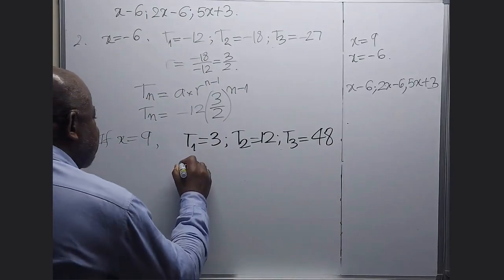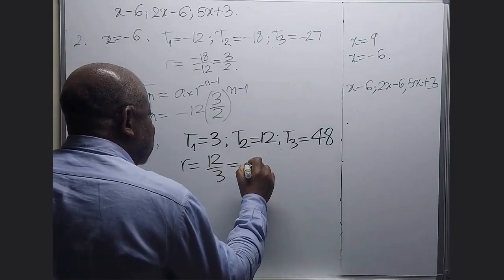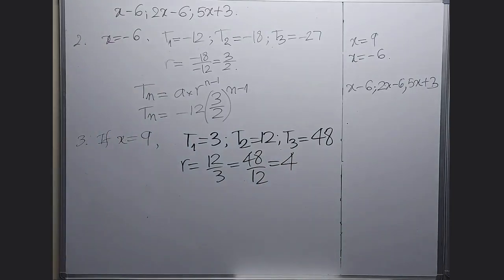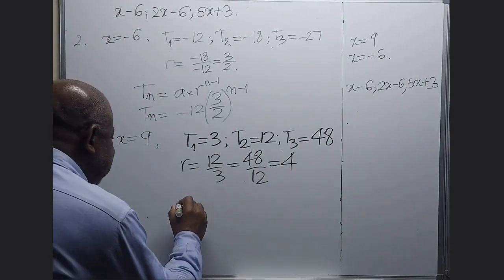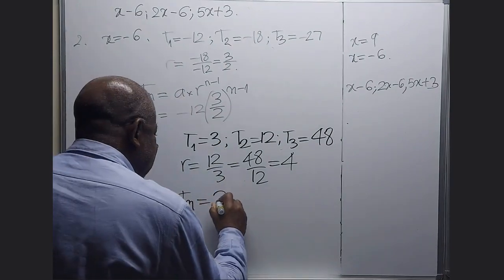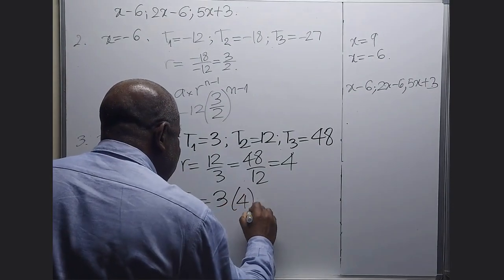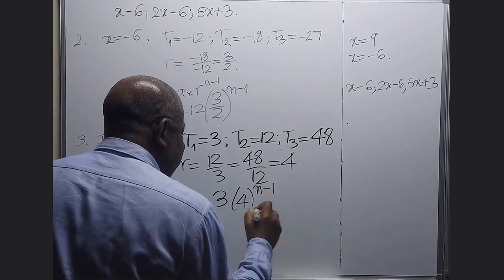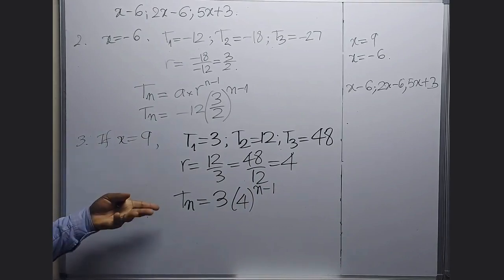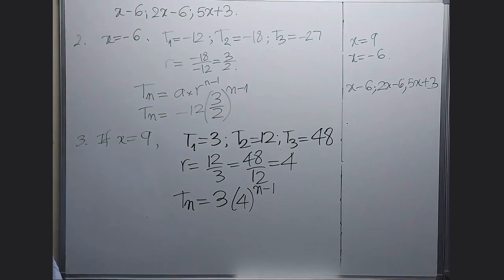Now, let's get our common ratio. R will be equal to 12 over 3. This will be equal to 48 over 12. We're getting 4 as our common ratio. Now, the general term, Tn, will be equal to A, the first term is 3, and our common ratio is 4, so 4 to the power of n minus 1. Then we are done with worked example number 2. We're going to pass to the next exercise now, as we close with worked example number 2.